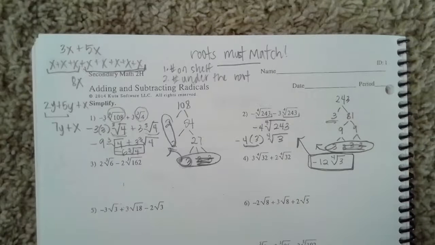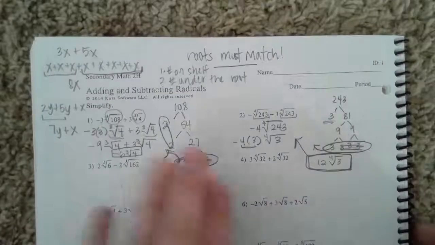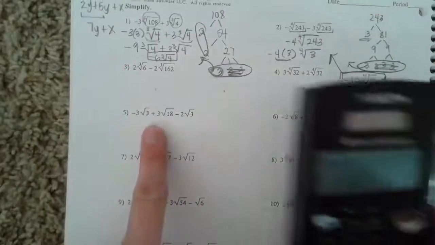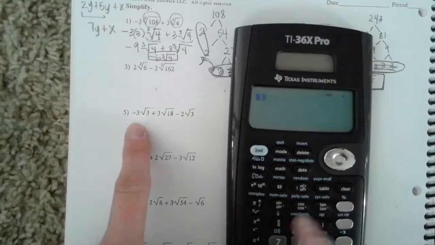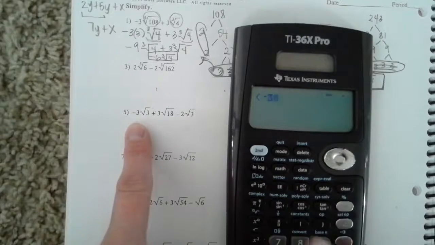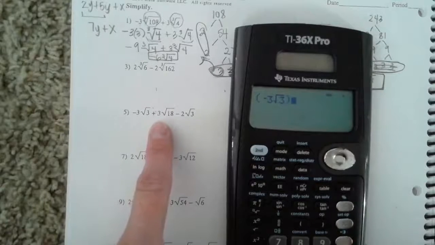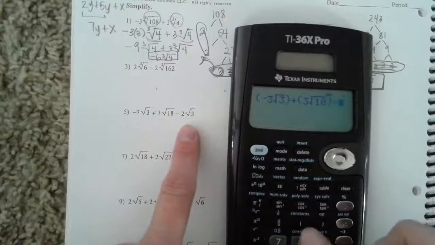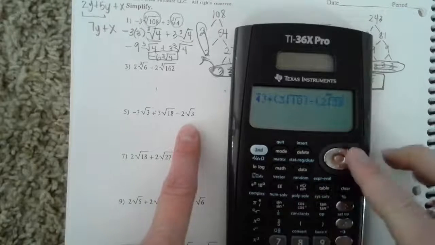Let's see, what else? Some of these you can actually use a calculator for, like the smaller roots, which is totally fine, but you can't for all of them. Usually with the square roots, it's okay. Let me show you how to type it in your calculator. You want to make sure you use parentheses. So I have parentheses, -3, square root 3, and parentheses 3, square root 18, and then minus 2, square root of 3.